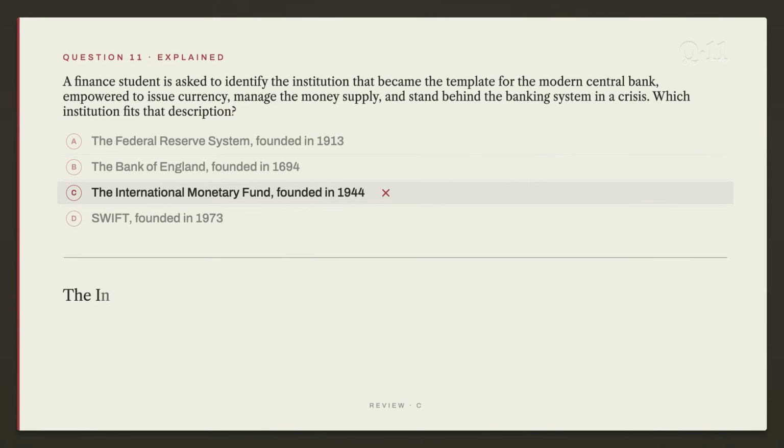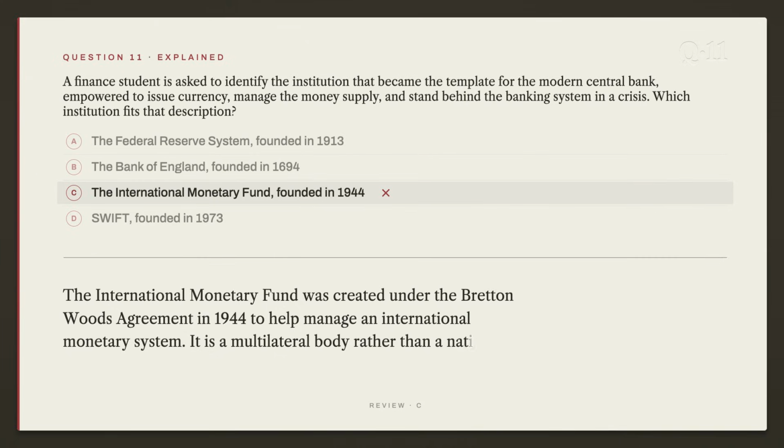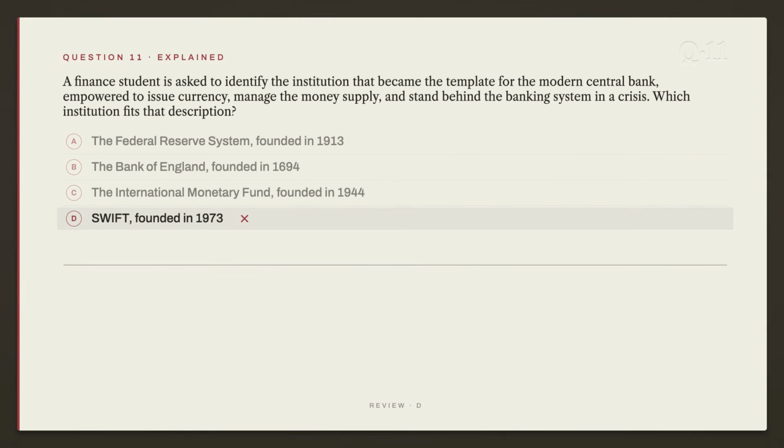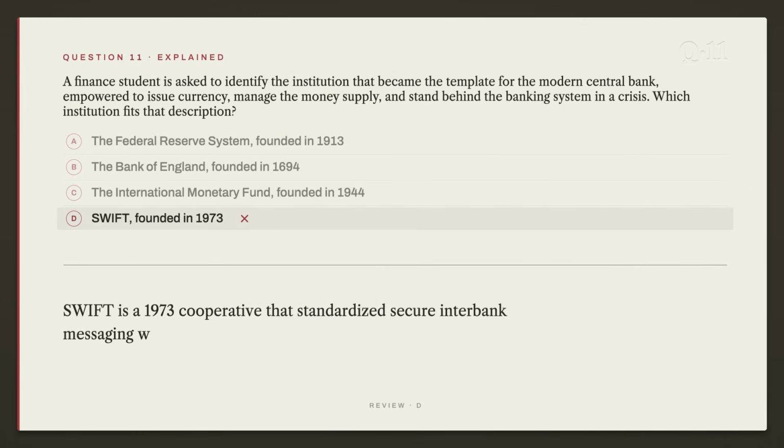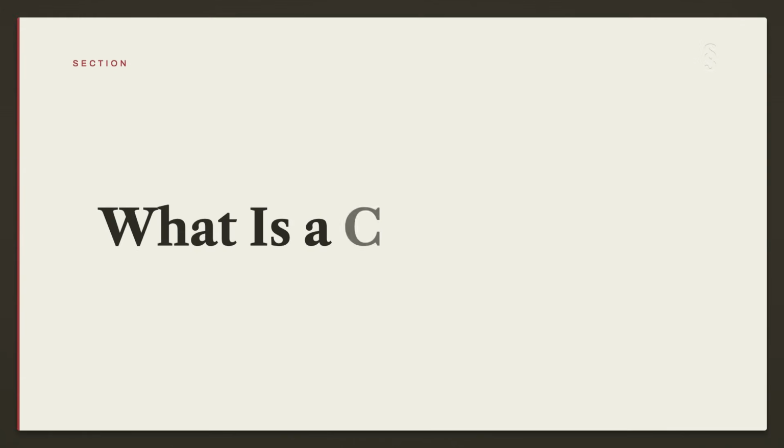C is wrong because the International Monetary Fund was created under the Bretton Woods Agreement in 1944 to help manage an international monetary system. It is a multilateral body rather than a national central bank. D is wrong because SWIFT is a 1973 cooperative that standardized secure interbank messaging worldwide. It carries instructions between banks and has no currency issuance or monetary policy authority.